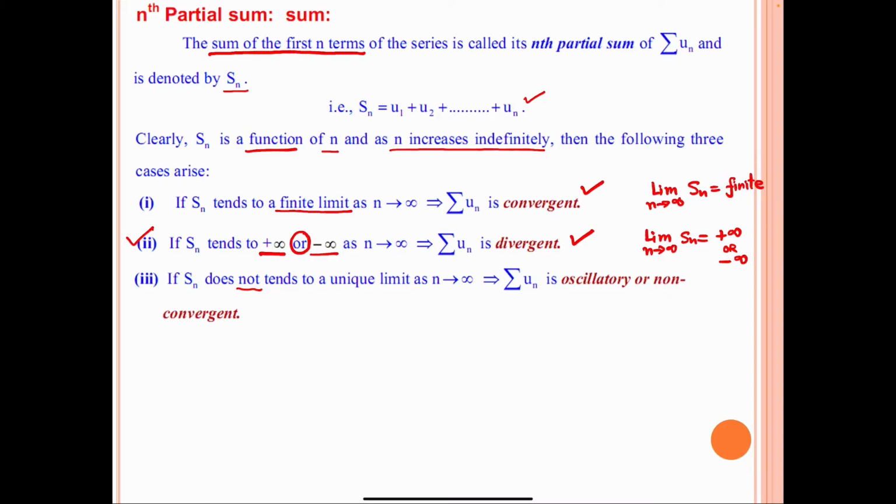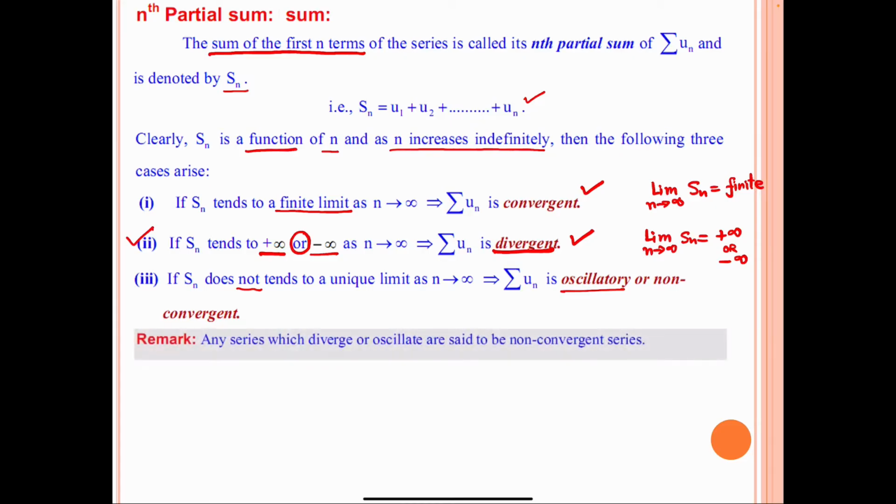oscillatory. And always remember, any series which diverge or oscillate are said to be non-convergent series. Let us discuss examples of each and every case.